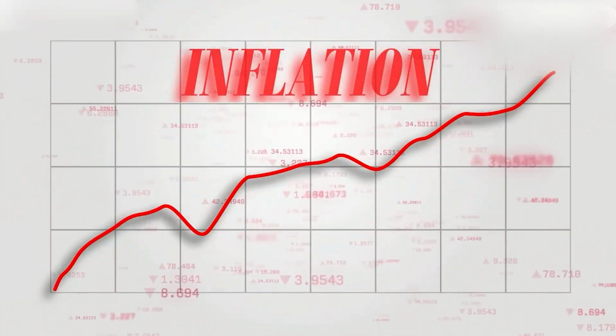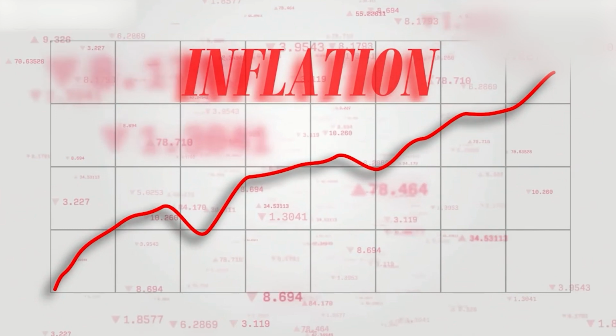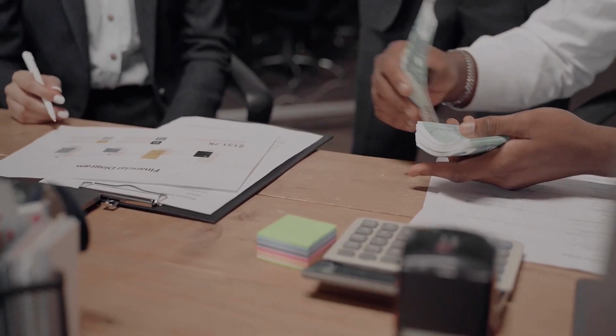Another big factor is inflation. Inflation measures how much prices are rising across the economy. And when inflation is high, the value of money decreases. Lenders want to protect themselves from losing purchasing power on their investment, so to compensate for the inflation, they raise mortgage rates. This ensures that banks are still making a profit even as the value of money declines. So if inflation is on the rise, you're probably going to see mortgage rates go up.